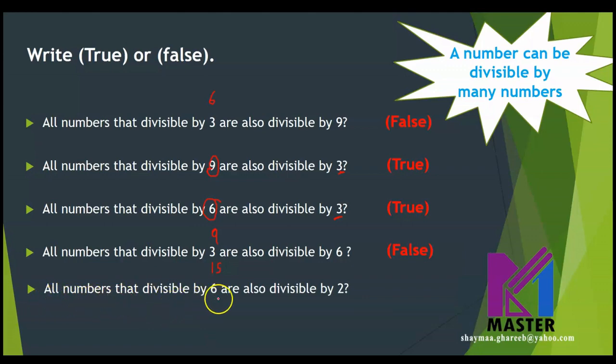All numbers that are divisible by 6 are also divisible by 2? Of course. All numbers. Why? Because 6 is a multiple of 2.